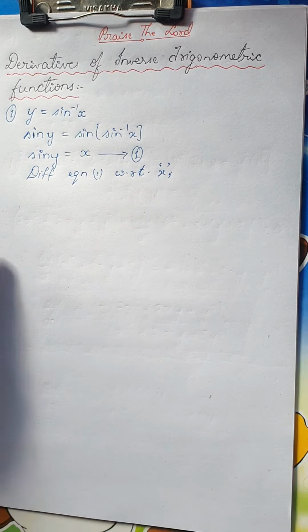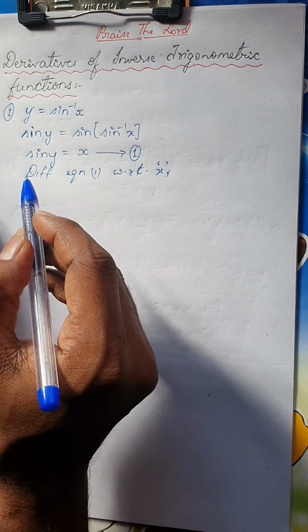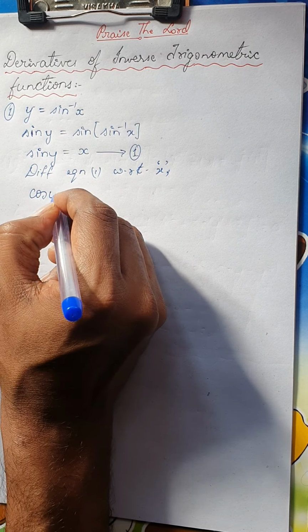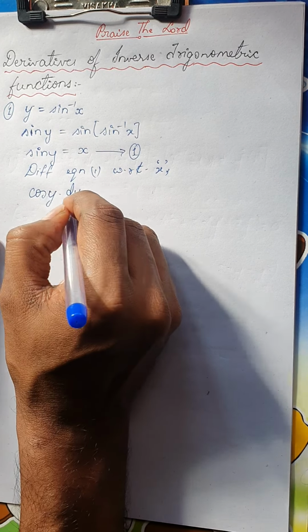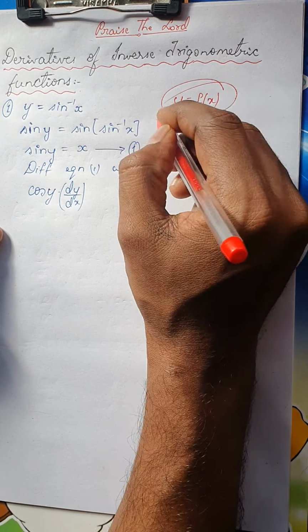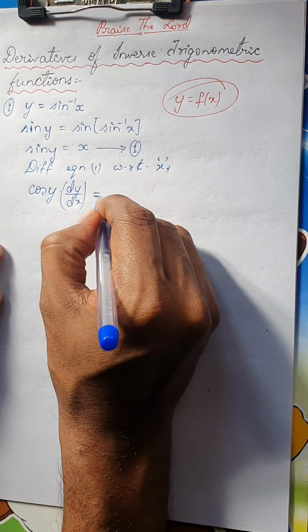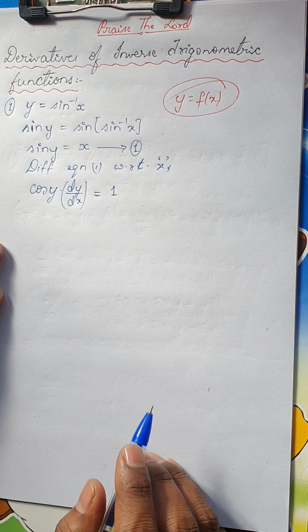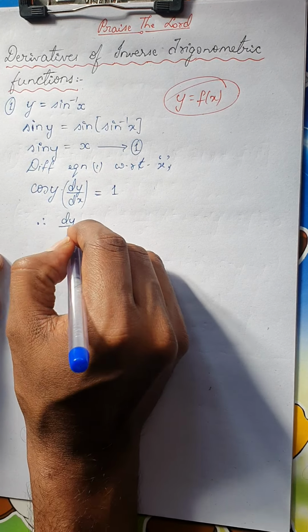Now if I differentiate equation 1 with respect to x, what am I going to get? What is the derivative of sine? We all know the derivative of sine is cos y into, remember, dy by dx, because y is again a function of x. We should be remembering this. So on the left hand side I will get cos y into dy by dx. This is equal to the derivative of x with respect to x, which is 1, isn't it? Therefore dy by dx will be 1 divided by cos y.